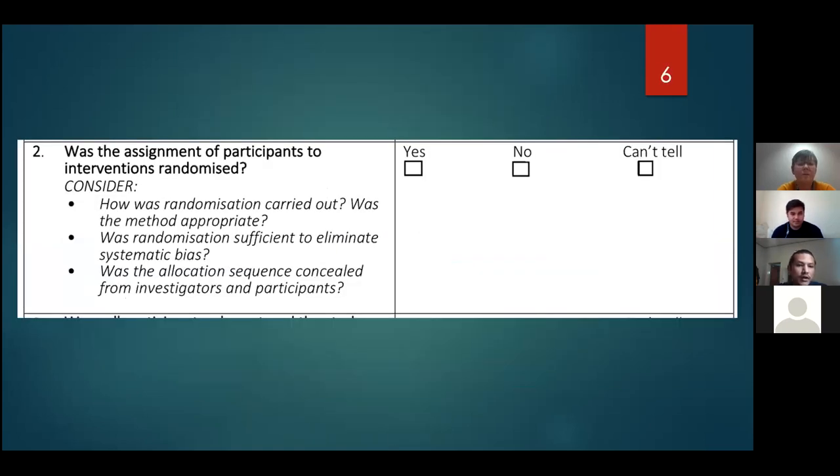Going back to the question, how was the randomization carried out? Was the method appropriate? I think it's a yes. Was the randomization sufficient to eliminate systematic bias? I think it was, also a yes. Was the allocation sequence concealed from the investigator and the participant? For this, I would go with a no, because it's an open-label trial. Both the participant and the investigator knew what treatment they were getting.